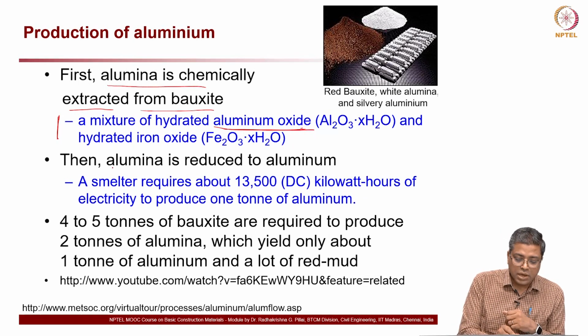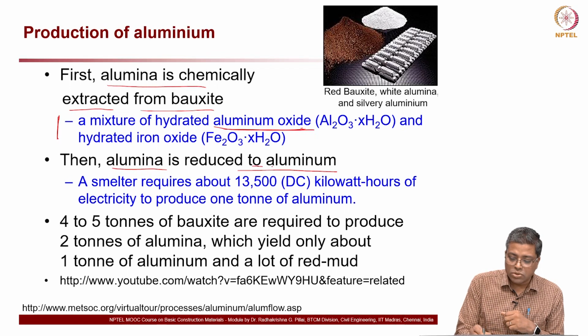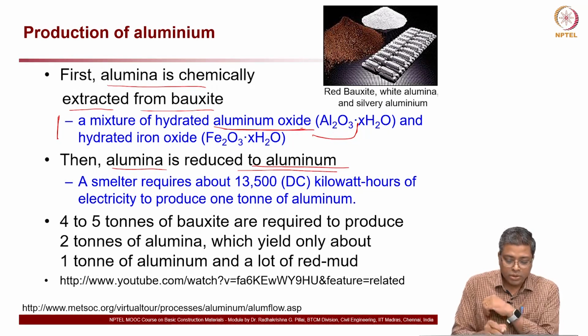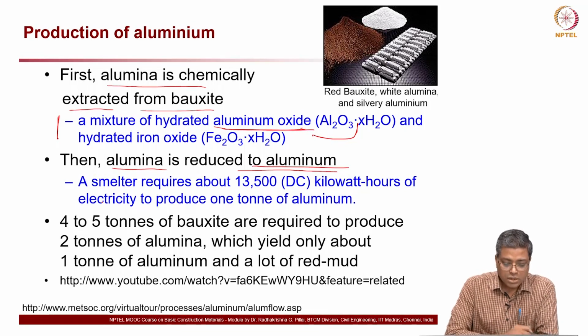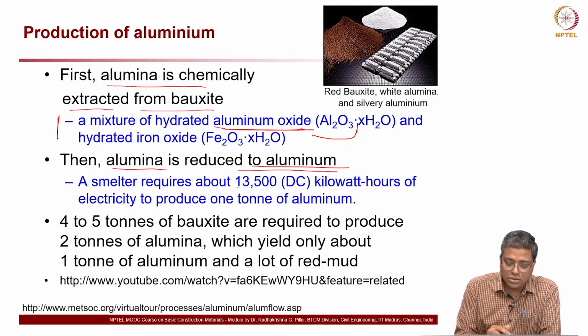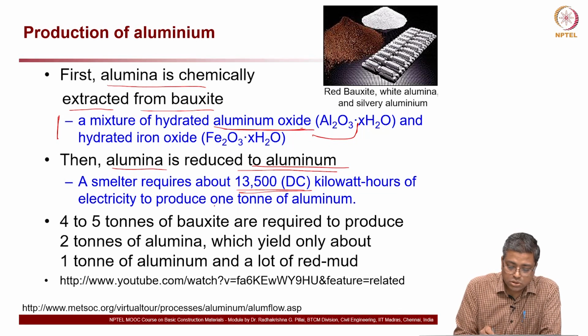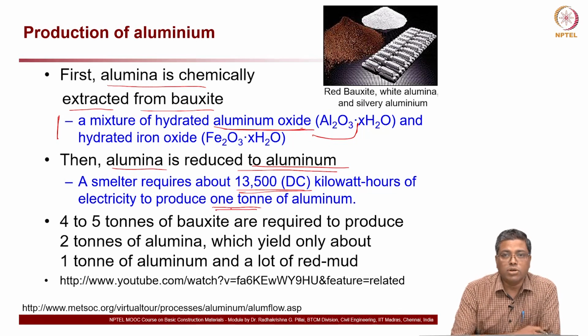Then this alumina is further reduced to aluminum, so you are extracting the metal aluminum. This process requires a lot of energy, and how much is that? It requires about 13,500 DC kilowatt hour. That much is the power requirement. So, it is a very energy intensive process to produce just 1 ton of aluminum.